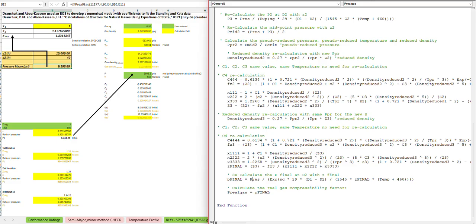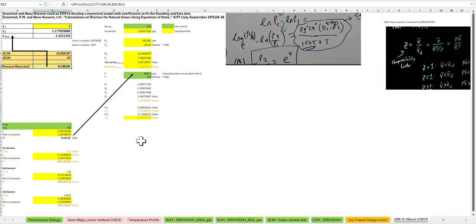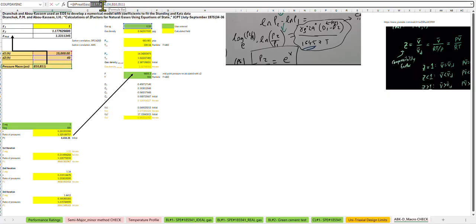So let's minimize this window first of all, or we can close this as well. To check this macro, I first made a simple spreadsheet over here, and I used the function over here, as you can see. That was the fracture pressure at the shoe, to be in line with our design of the burst load.